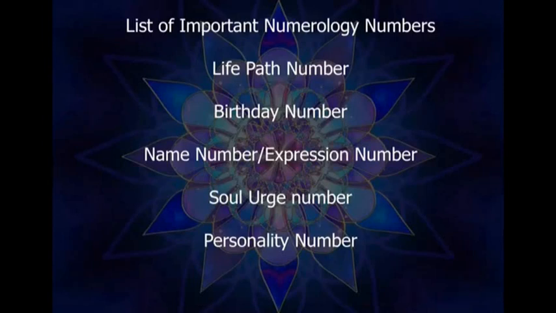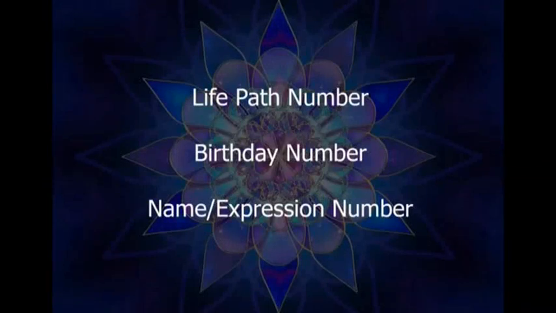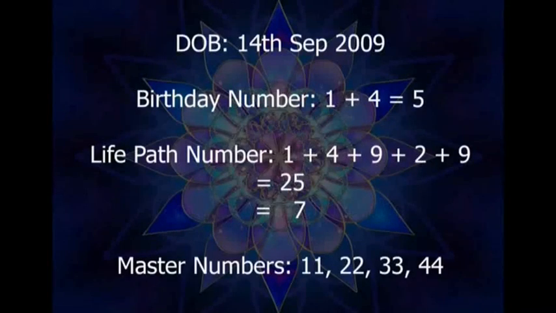So the first three numbers that you can see on the screen, which are the life path number, the birthday number, and the name number, these are very important numbers. These three numbers actually provide the basic sketch of your character and your professional developments in different spheres of life. The life path number and the birthday number both are generated from your birthday. The birthday number is the addition of the two digits, if you have two digits in your birth date, reduced further to a single digit.